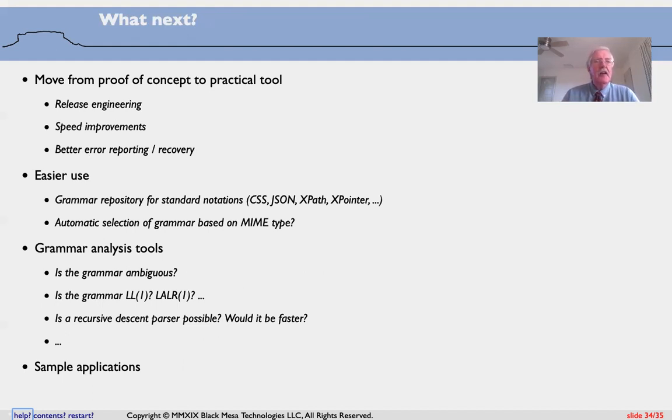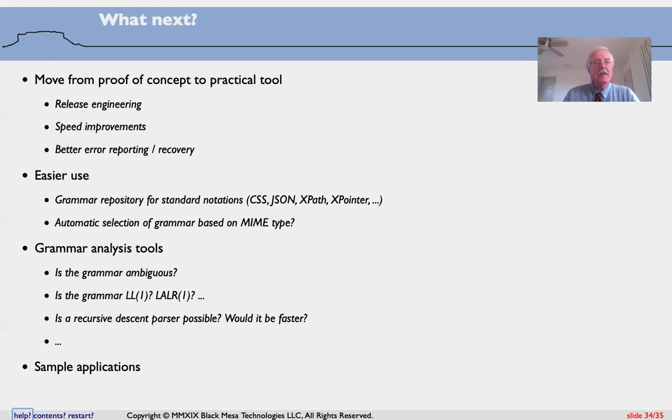What happens next for Aparecium is simple. I want to move from a proof of concept to a practical tool. I need to do some release engineering. I need to work on speed, and I need better error reporting and recovery. It would be nice to have a repository of grammars for standard notation, so we don't all have to write our own IXML grammars for CSS and JSON and XPath and XPointer and so forth.